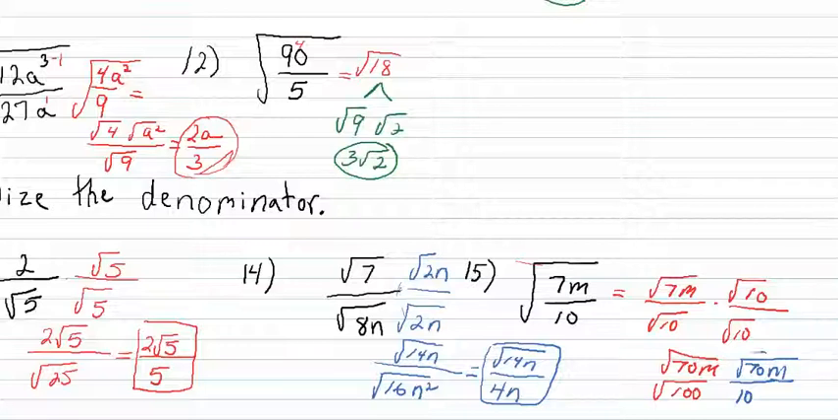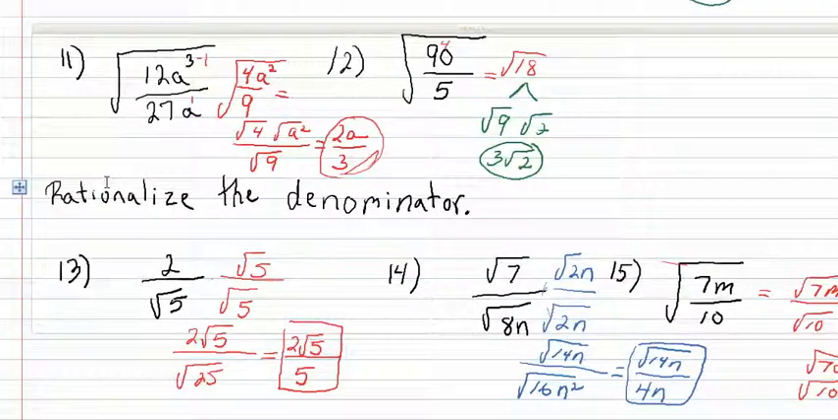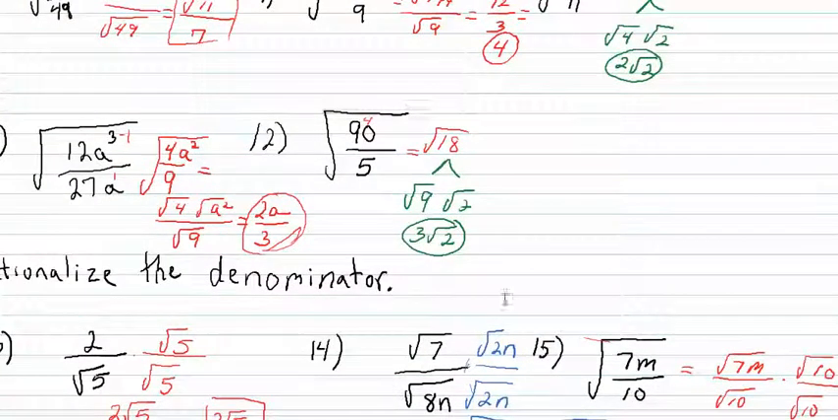So right here is my simplified answer, where I rationalized the denominator of this one. There's no more radical symbol in the denominator. Same with number 14, there's no radical symbol in the denominator. And on 13, no radical symbol in the denominator. So therefore I rationalized. I'm going to go back to the directions on this. I rationalized the denominator. Oh, alrighty.